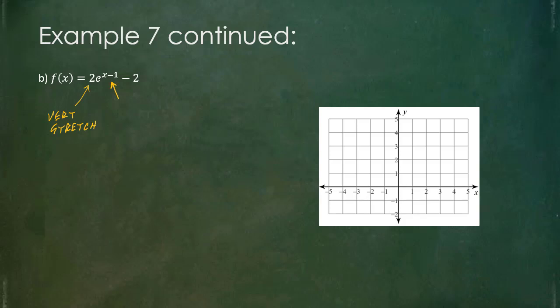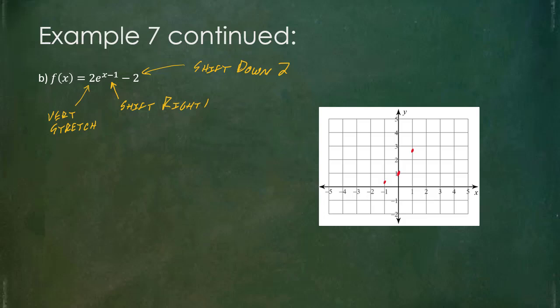I do have a subtraction inside, so that should be a shift right 1 place. And then I do have subtracting 2 outside, so that should be a shift, and specifically down 2. So again, we can think in terms of our original points, (0, 1), (-1, 0.4), and (1, 2.7-ish), and just move each of them accordingly.